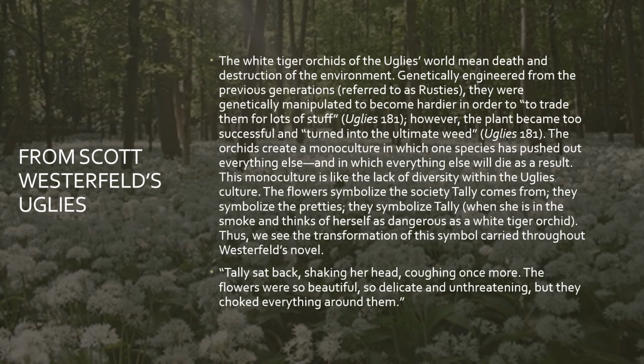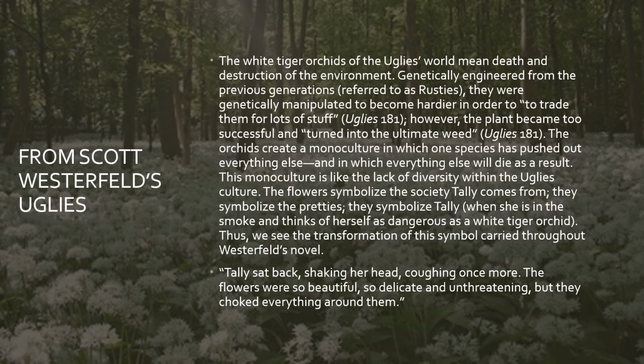This is another example of a symbol, and this is from Scott Westerfeld's novel Uglies. There are white tiger orchids in the novel, and they mean different things in this novel. What has happened is we discover as we're reading the novel that the white tiger lily was genetically engineered from the previous generations. In the novel, they're referred to as rusties. So they were genetically manipulated to become hardier in order to trade them for lots of stuff. That's a quote.